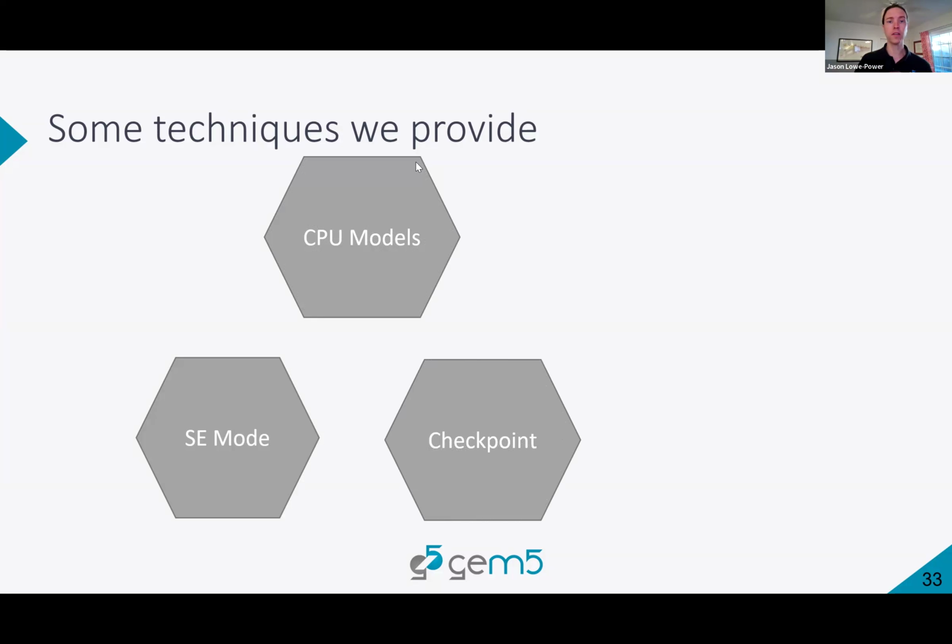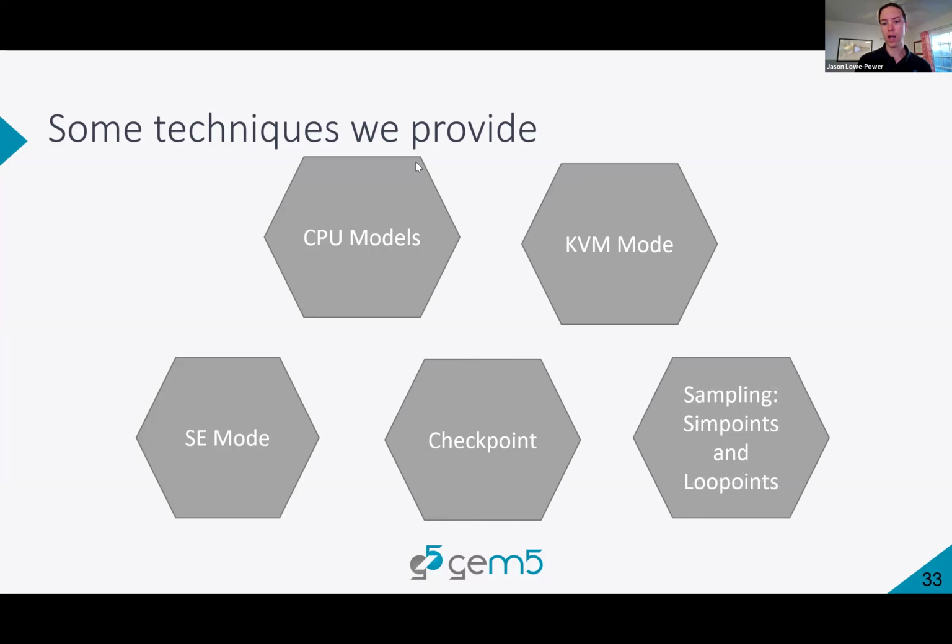We can use checkpointing. So we can get to the region of interest that we care about, save a checkpoint, and then reload that and use that many times. We'll see some examples of that. We can also use KVM, which allows us to fast forward using the native hardware. We'll talk about that next. And then we can also do sampling. So if our region of interest is too big to simulate, we can even simulate a sub part of that region of interest. And Alan will be talking about in 30 minutes how to do that with alphys in gem5.